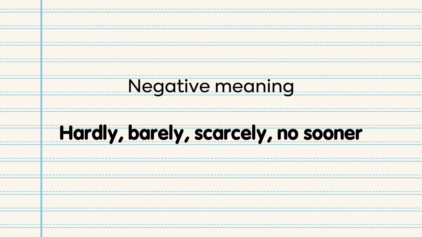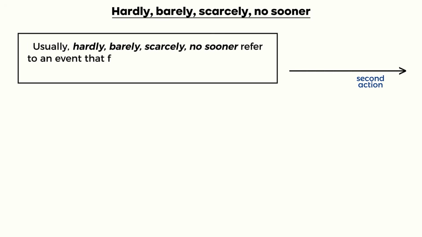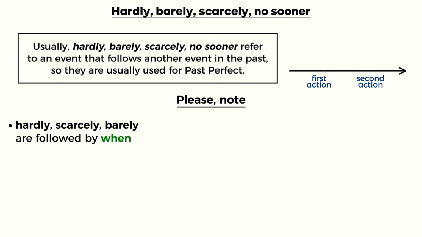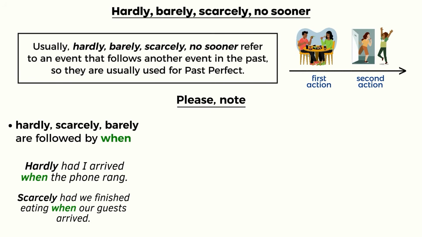Hardly, barely, scarcely, no sooner. Usually, hardly, barely, scarcely, no sooner refer to an event that follows another event in the past, so they are usually used for past perfect. Please note, hardly, scarcely, barely are followed by when. Examples: hardly had I arrived when the phone rang. Scarcely had we finished eating when our guests arrived.